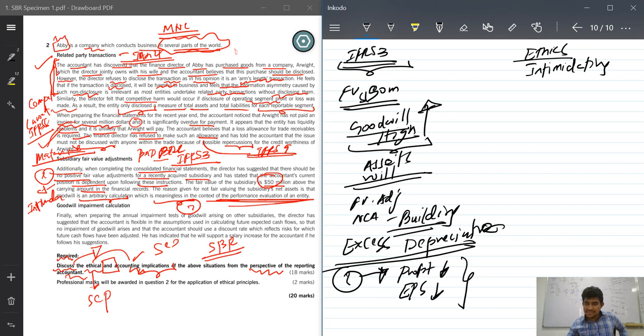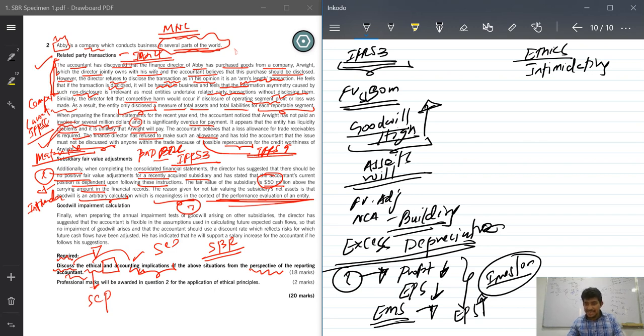So again, this is an earnings management technique where he is trying to increase the EPS to attract the investors. So please keep that in mind. You should clearly start according to IFRS 3 and just mention a small sentence.